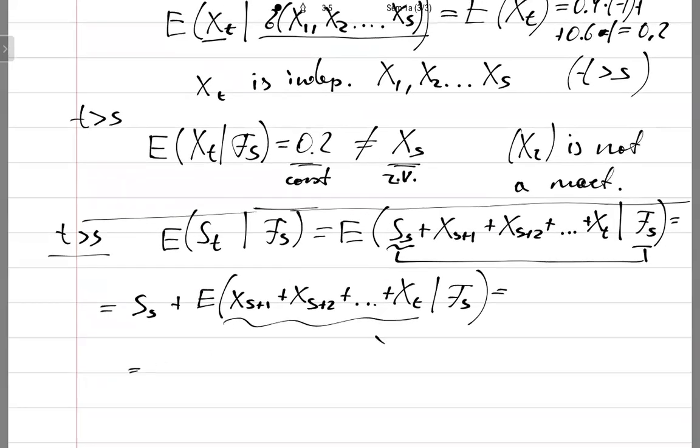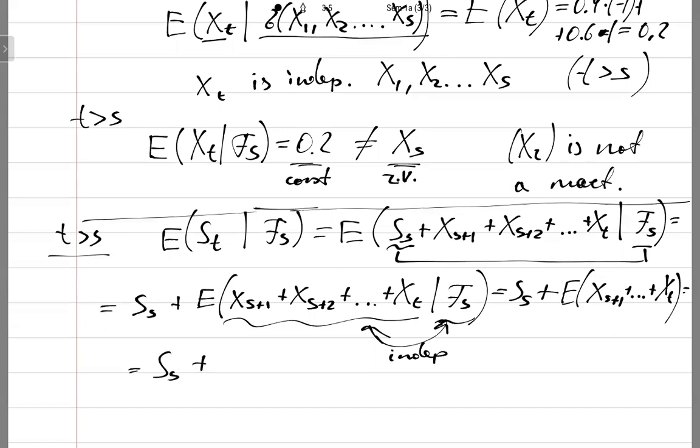And they are independent. So once again, I replace the conditional expected value with the unconditional. The expected value of each xt is 0.2. So I have Ss plus (t minus s) times 0.2.